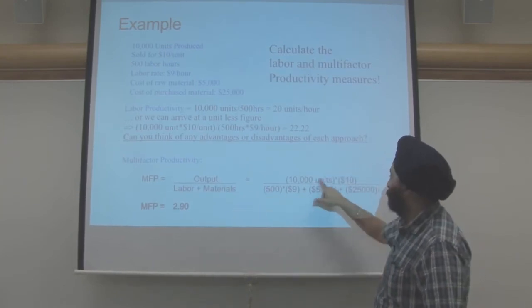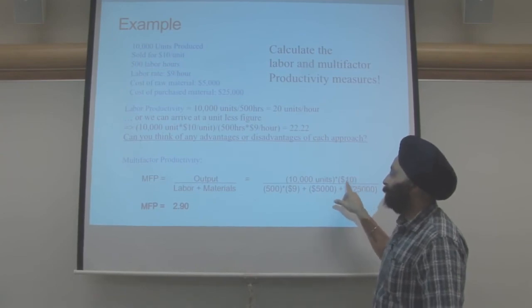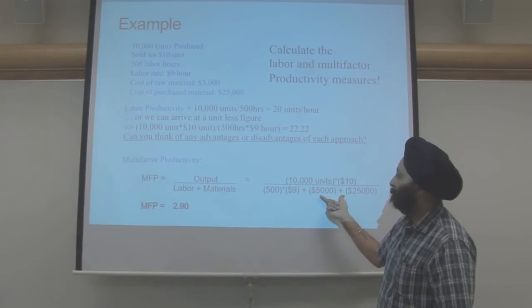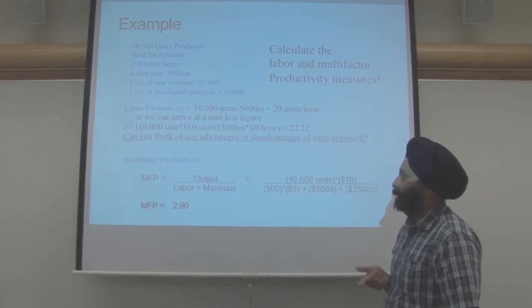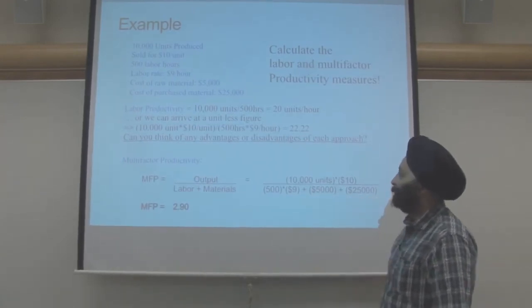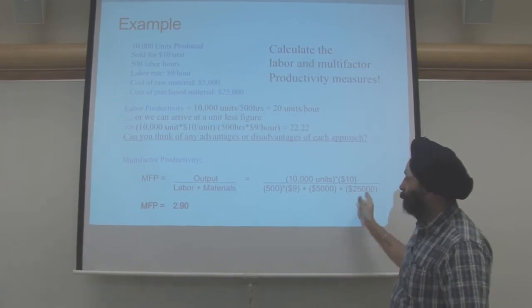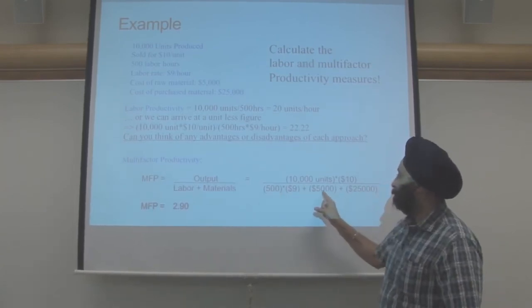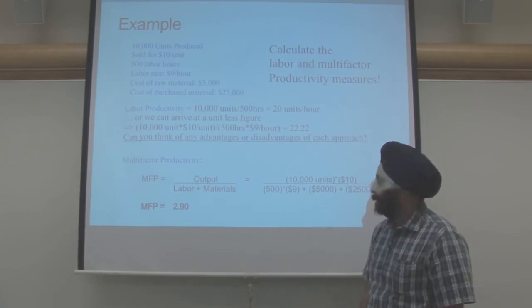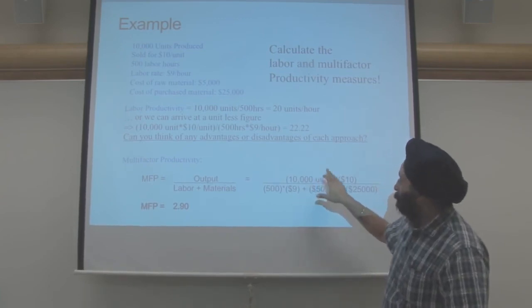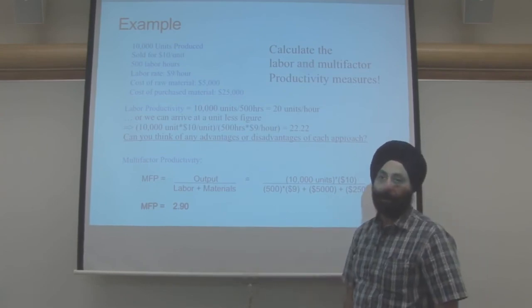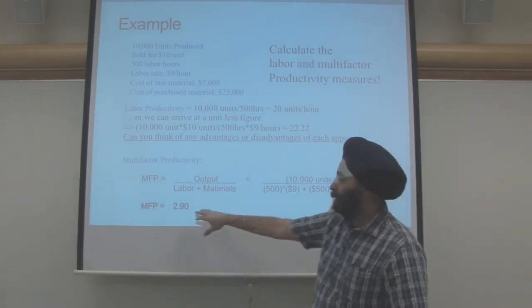So you have the $100,000 of output, and this is $4,500 of labor plus $5,000 of raw material and $25,000 of purchased material. Add them at the denominator, and this will give you $34,500. And once you divide that from 100,000, it gives you a multi-factor productivity of 2.90.